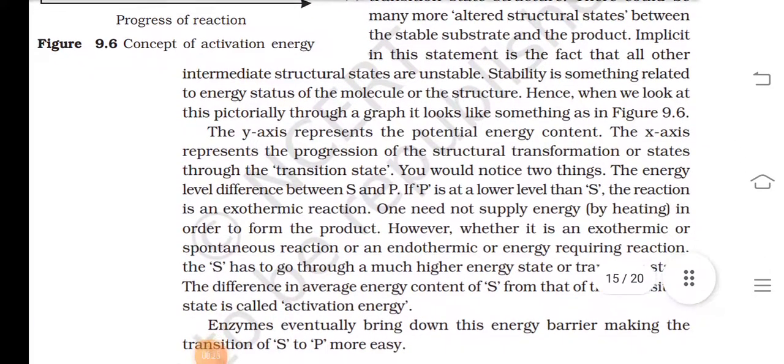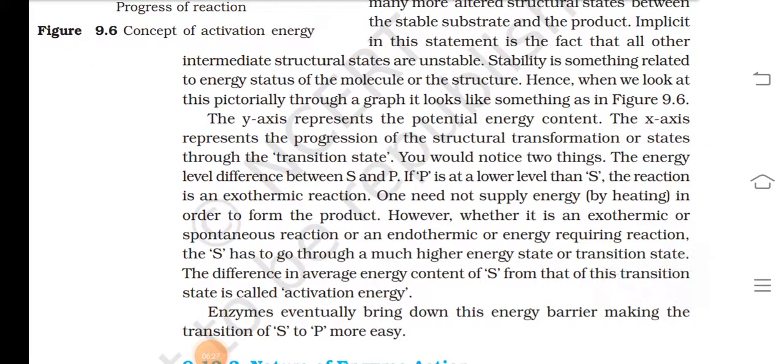The y-axis represents the potential energy content. The x-axis represents the progression of the structural transformation or state through the transition state. You would notice two things: the energy level difference between S and P. If P is at a lower level than S, the reaction is an exothermic reaction. One need not supply energy by heating in order to form the product.